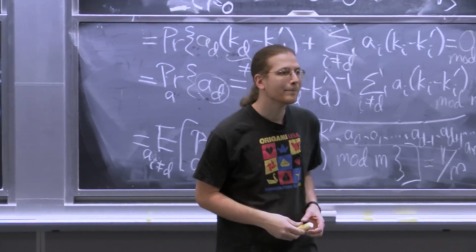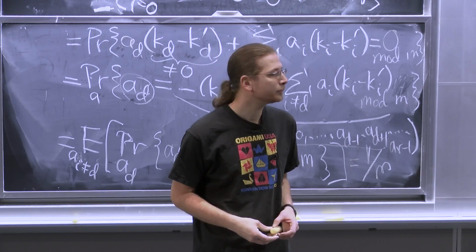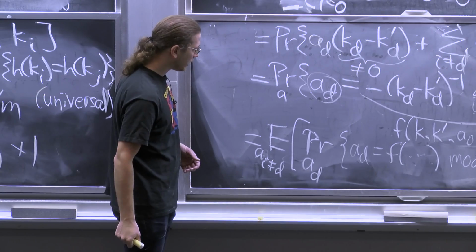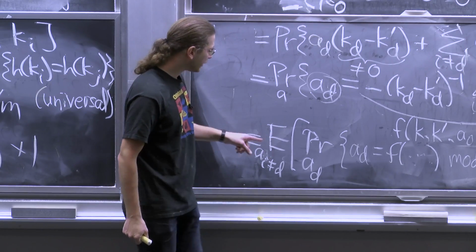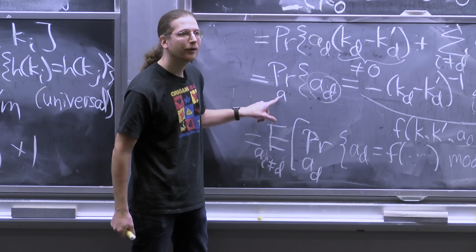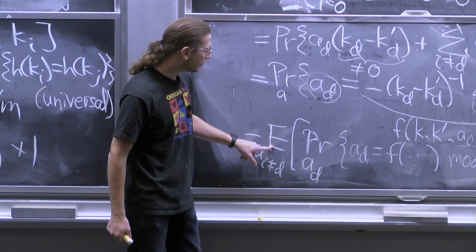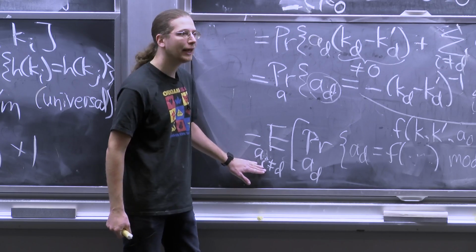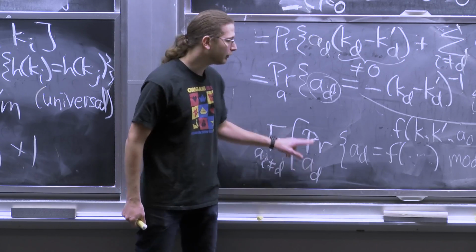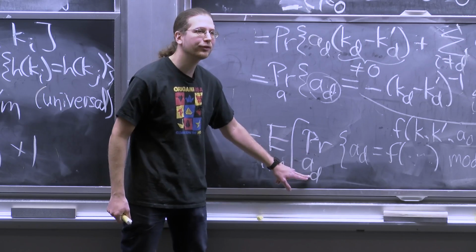Question? Why do you say expected value of the probability? Isn't it sufficient to just say the probability of one? Yeah, well, I wanted to isolate it. It is the overall probability of this happening. I rewrote it this way because I wanted to think about first choosing the AIs where I does not equal D, and then choosing AD. So this probability was supposed to be only over the choice of AD.